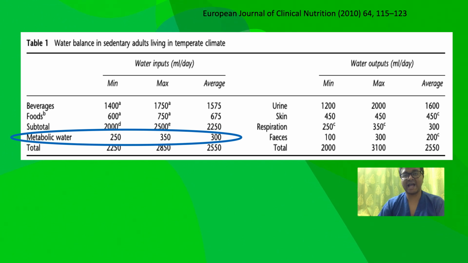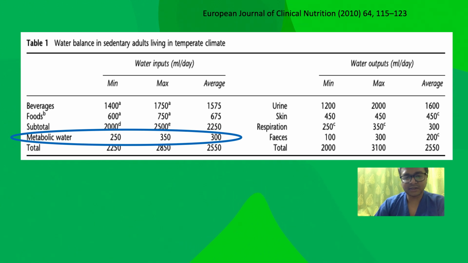So even if you do not have any access to external fluid supply, your body will generate metabolic water, which will be somewhere around 200 to 300 ml on a daily basis. This will be around 10% of total daily fluid requirement. In animals like camels and migratory birds, this metabolic water actually gives much more fluid to them, but unfortunately for human beings, it is just around 10% of daily fluid requirement.